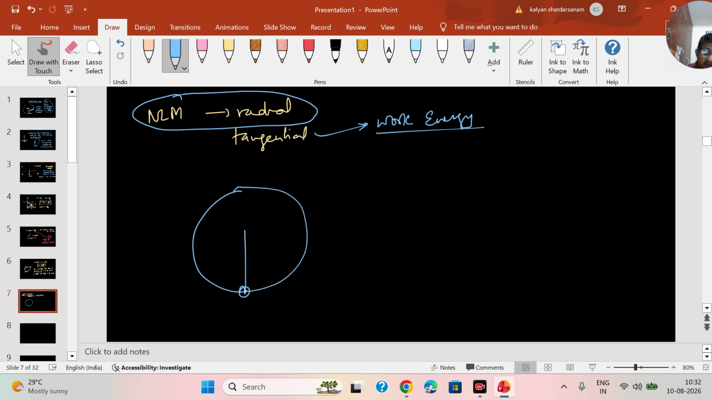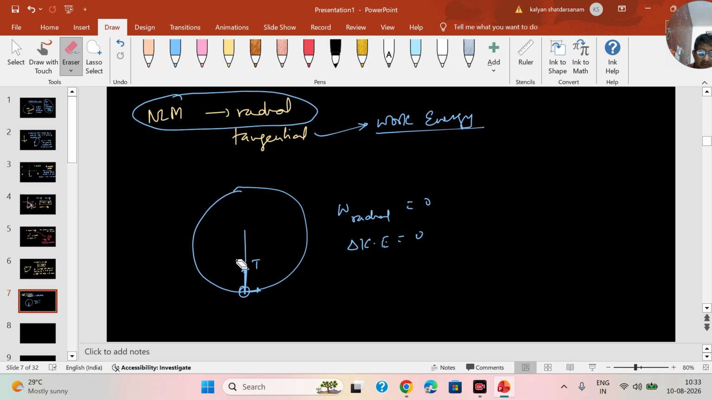See, suppose if this ball was there, the radial force, T, doesn't do work because the displacement is always perpendicular to it. So work done by radial forces is 0, and radial force will not even change the kinetic energy. So change in kinetic energy is also 0. Radial force will only change the direction of velocity. It won't change magnitude. For example, in uniform circular motion, we saw the force was only in the radial direction. Whatever it is, tension, gravity, it only changed the direction. It never changed the speed.